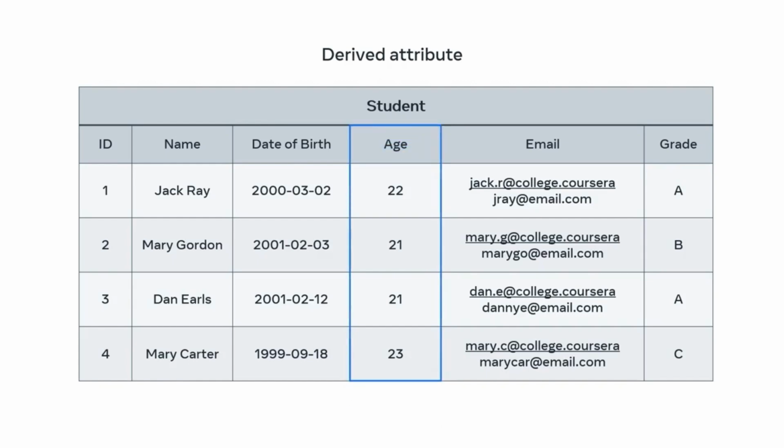A derived attribute is where the value of one attribute is derived from another. In the student table, the age of each student can be derived from their respective dates of birth.